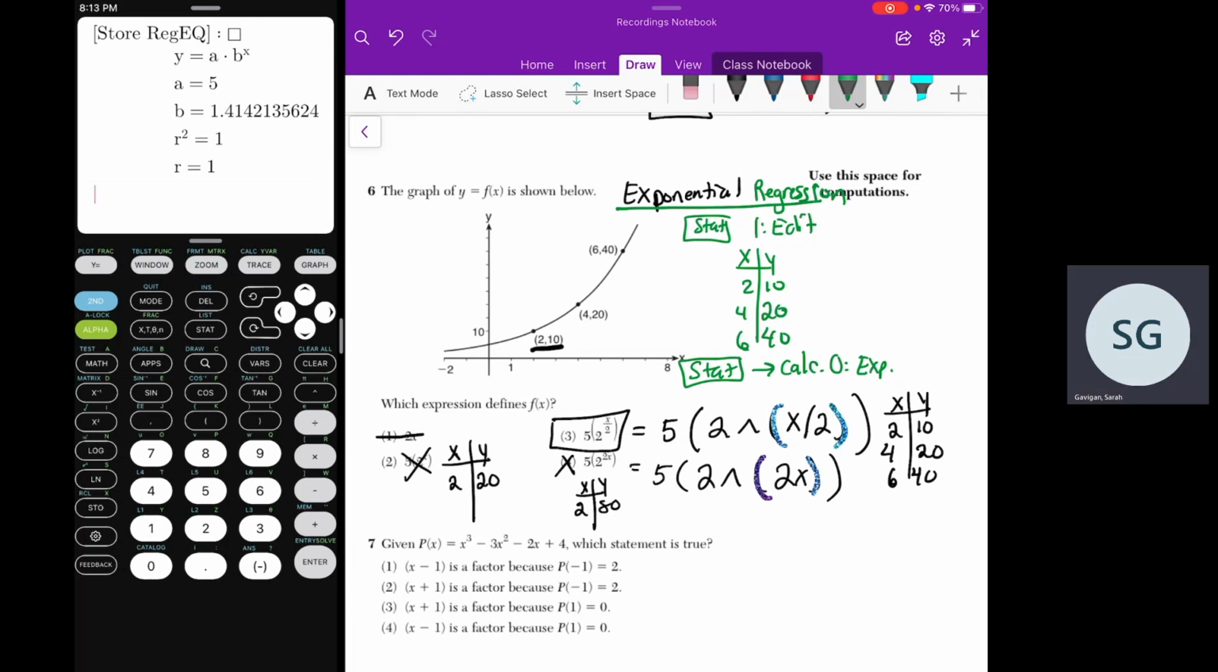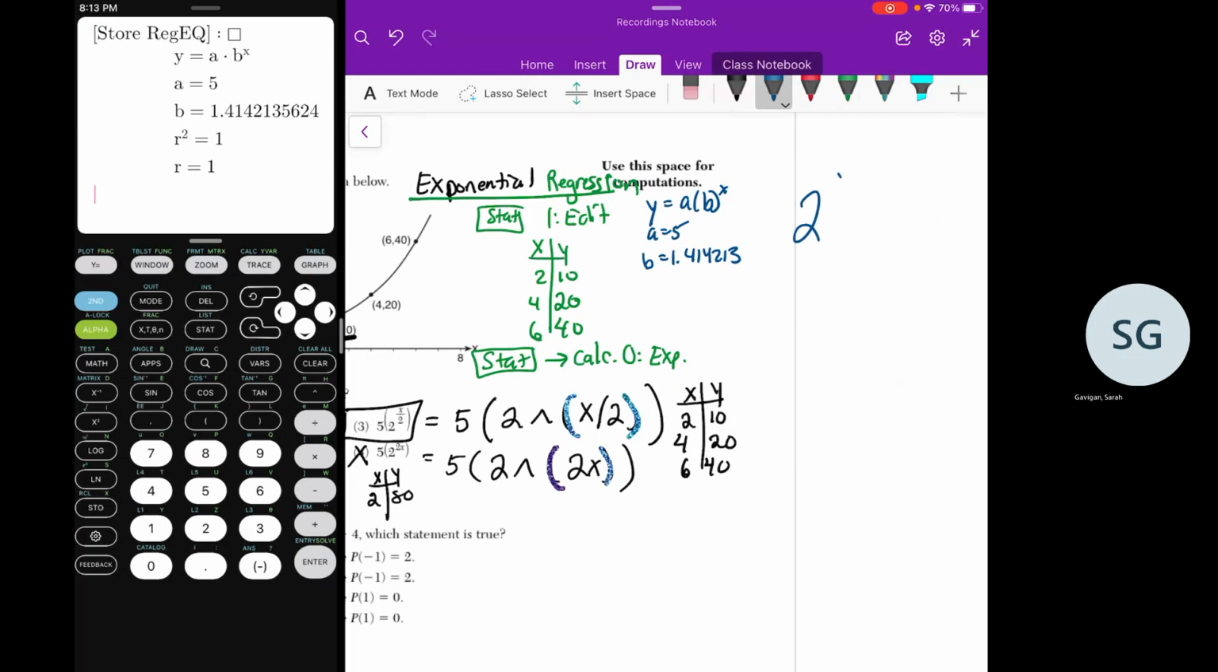And this came up with the values here. So we have y equals a times b to the x. My a is 5, which is correct because it was 5 in all of these. But my b is 1.4142. It's not going to show me this with the exponent. Now let's go back to the original equations and make it look like what it's supposed to.